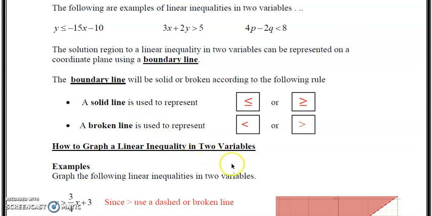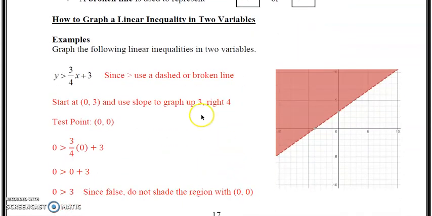How to graph a linear inequality in two variables. Here's an example. It says, graph the following linear inequality in two variables: y is greater than 3/4 x plus 3. You'll probably look at that and say, yeah, that is a linear inequality. It looks very similar to y equals mx plus b, and you'd be correct. Remember, we're going to use the dashed line on our graph here because it doesn't have an equal sign. We call it a broken or a dashed line.